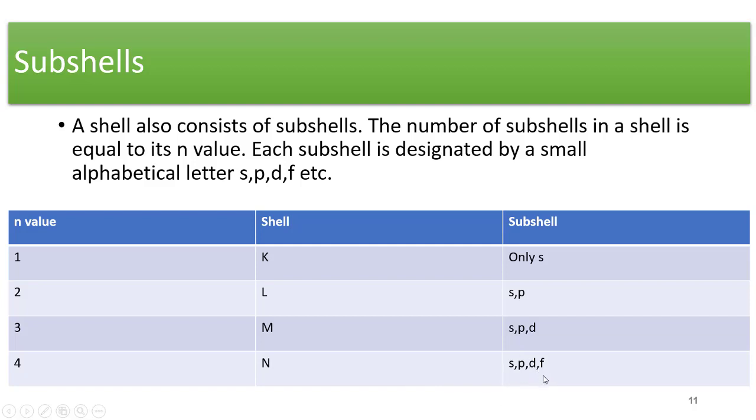and F. So keep it in mind that the first shell is represented by letter K, second shell L, third shell M and fourth shell N. In the first shell only the S subshell is present, in the second shell S and P subshells are present, in the third shell S, P, D subshells are present and in the fourth shell S, P, D and F subshells are present.